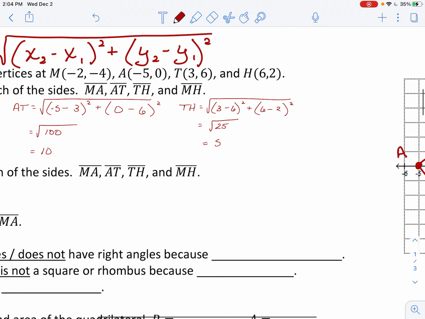And I might have room to squeeze one more in. MH. So M is at -2 for an x value. H is at an x value of 6. M has a y value of -4. H has a y value of 2. When I put that in my calculator, I get 100.